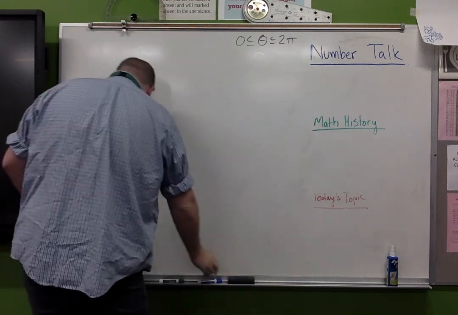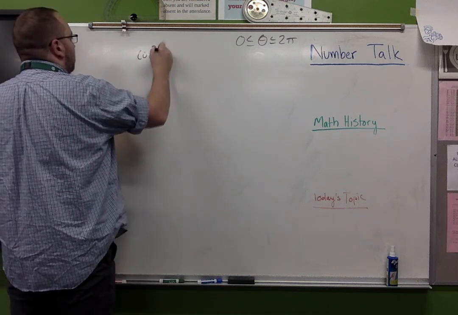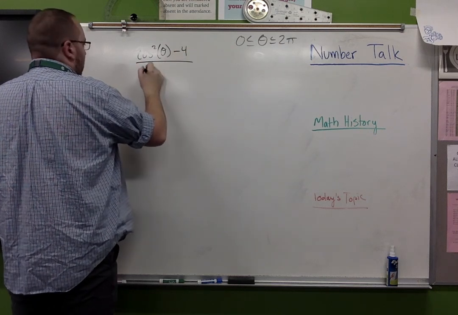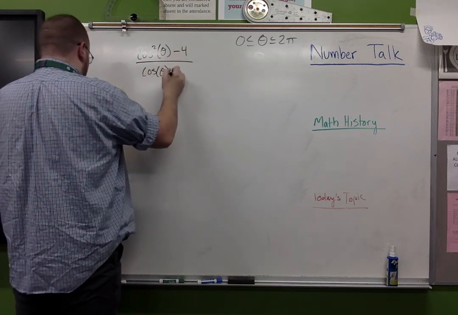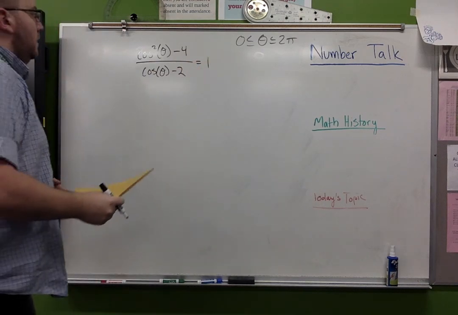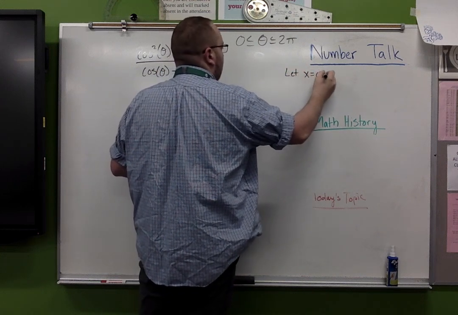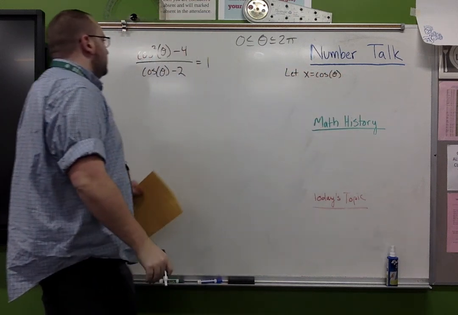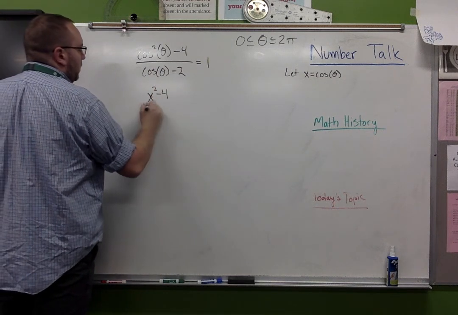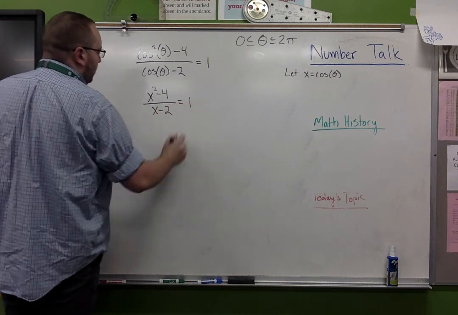Okay, let's see here. I think this is the last one. Cosine squared of theta minus 4 over cosine of theta minus 2 equals 1. We're going to let x equal cosine of theta. So here we got x squared minus 4 over x minus 2 equals 1.